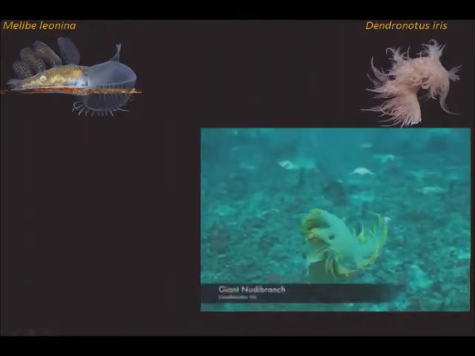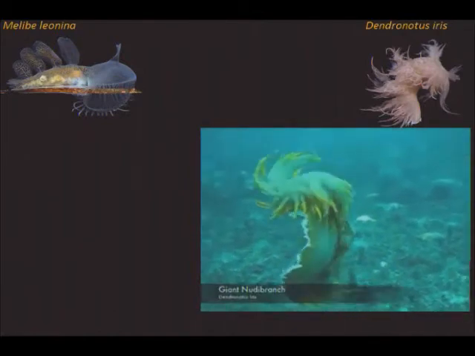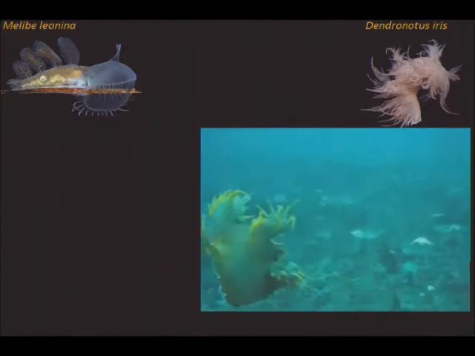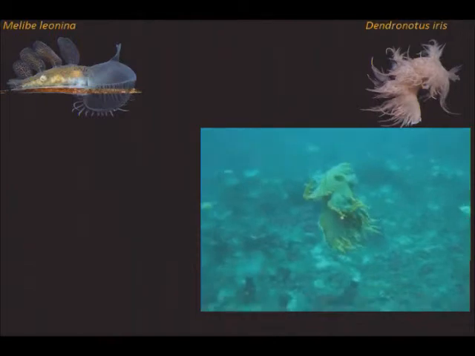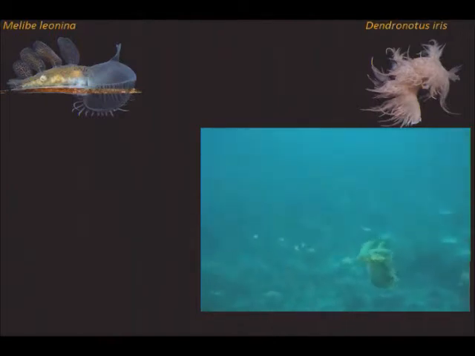Here's Dendronotis iris, which is called the giant nudibranch. It also swims in the same way. It's flattened in the sagittal plane. It has this white stripe as its foot, and its head is up here, its tail is down there, and it's basically doing this from side to side.